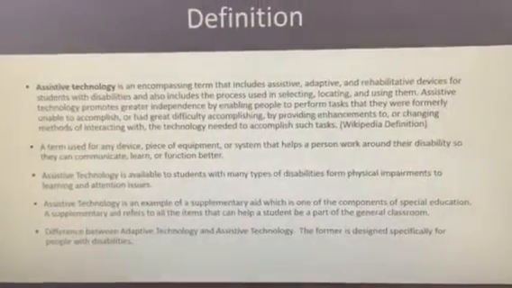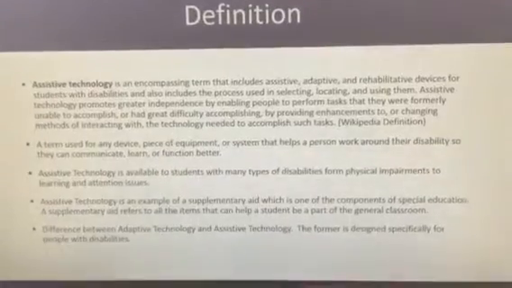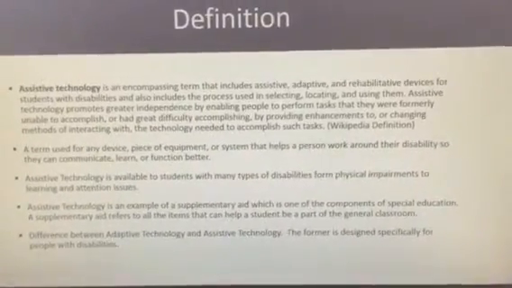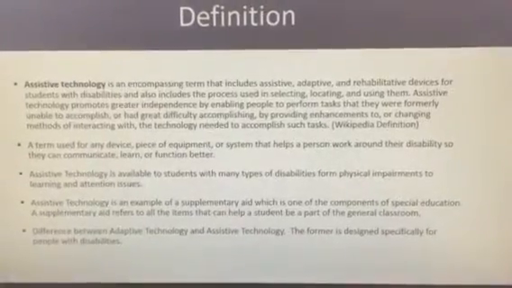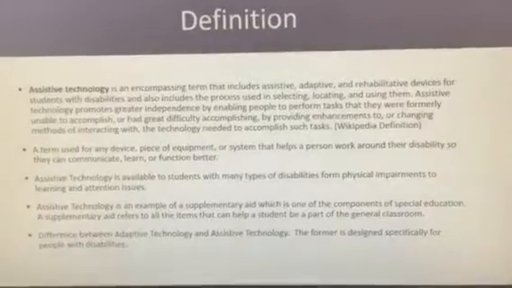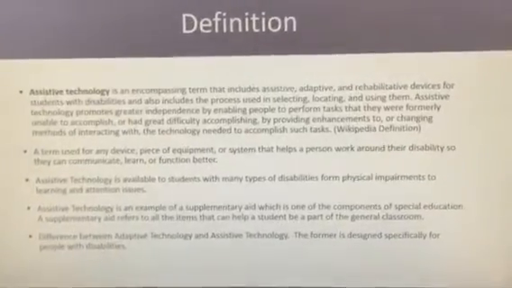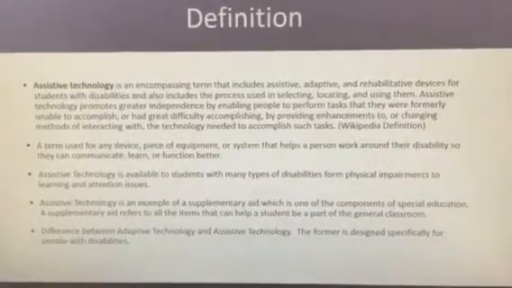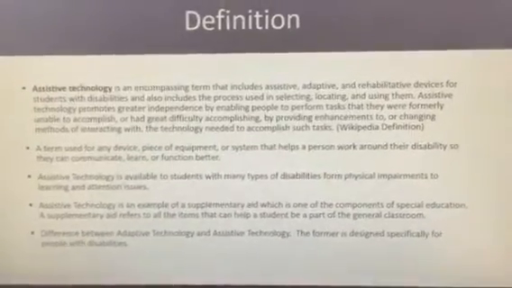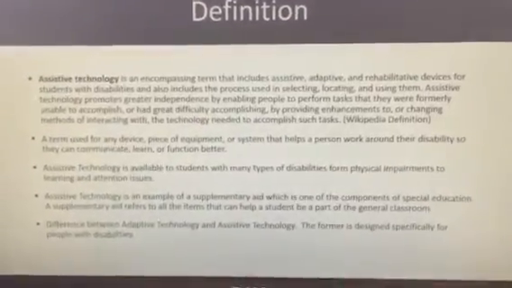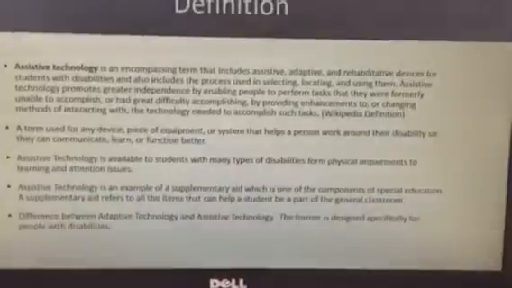Assistive technology is an example of a supplementary aid, and our textbook goes into detail about that. And the supplementary aid, we know, is one of the components of special education, and these aids refer to all the items that can help a student be part of the general classroom. The difference between adaptive technology and assistive technology is that adaptive technology is designed specifically for people with disabilities. And I'm going to give you some examples of adaptive technology.